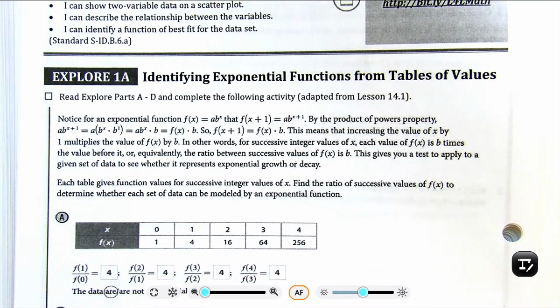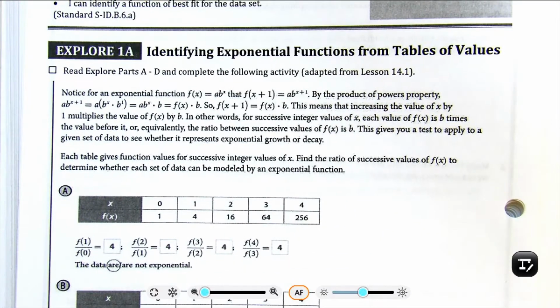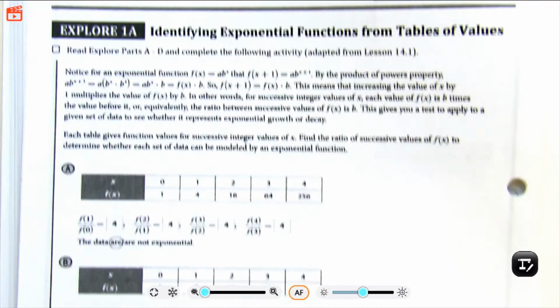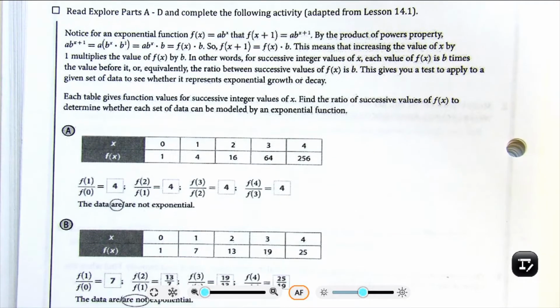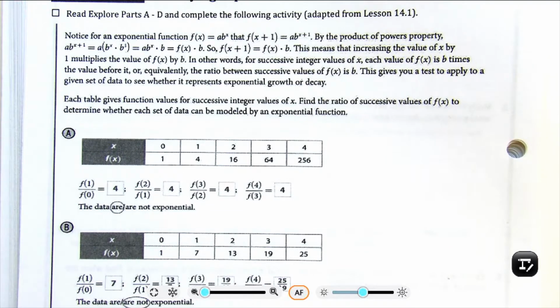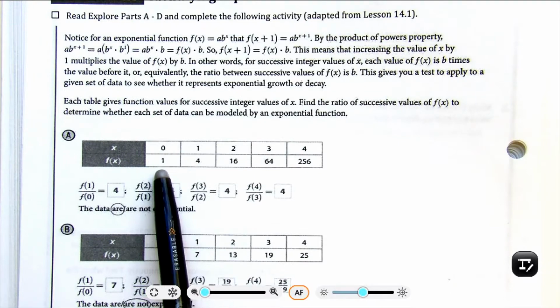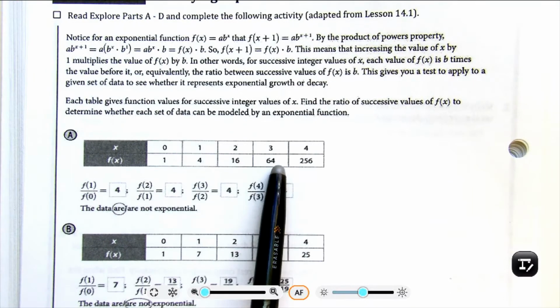So let me walk you through some examples of tables that are exponential and examples of tables that are not exponential. If we look at example A on page 46, notice we have 0, 1, 1, 4, 2, 16, 3, 64, and 4, 256.